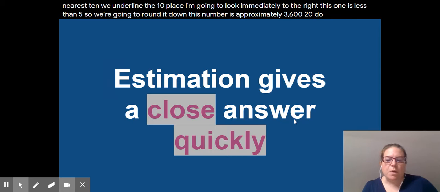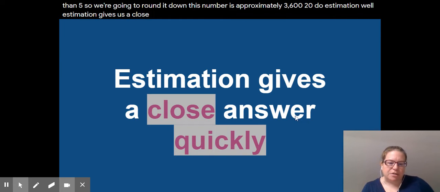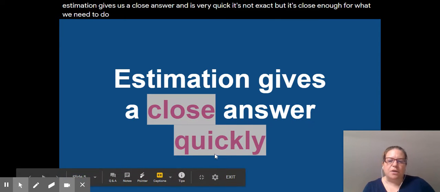Why do we do estimation? Well, estimation gives us a close answer and is very quick. It's not exact, but it's close enough for what we need to do, and the quickness or the speed makes up for it.